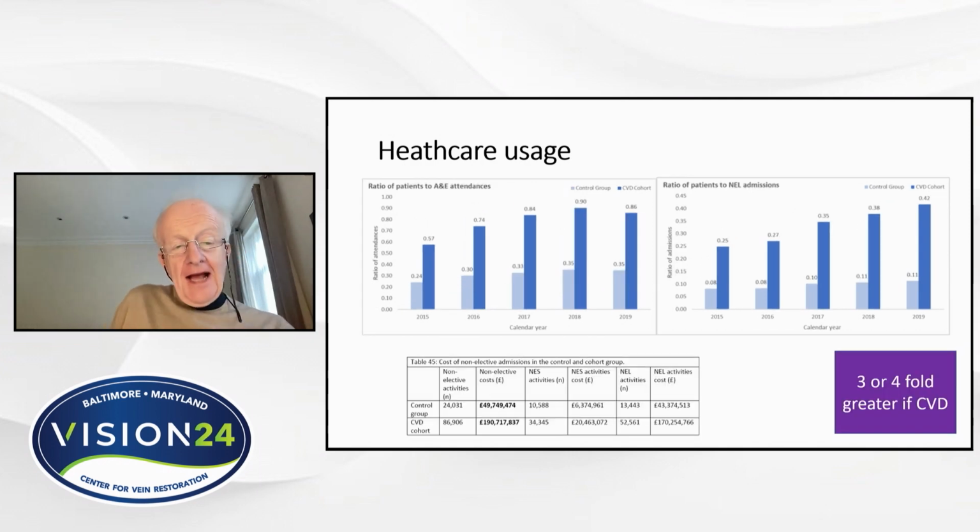If we then look at the usage of accident and emergency or non-elective hospital admissions, you can see very clearly that if you have chronic venous disease, you are 3 or 4 times more likely to use A&E or a hospital service. So this has significant impact on budgets. Next slide, please.